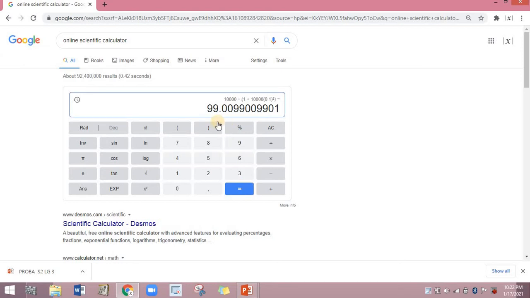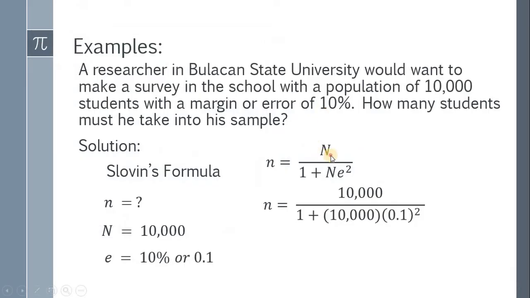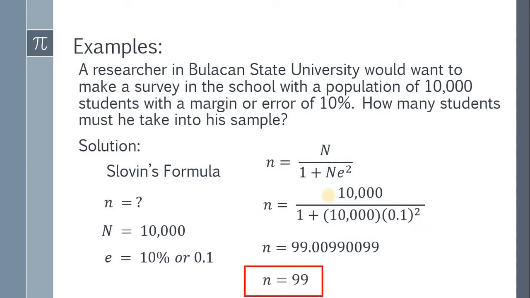So the answer is 99.0099009901. And check nga natin. And the answer is this one, 99.0099, so on and so forth. Next is i-round off natin. So, round up to the nearest whole number. Therefore, yung kailangan niya lang na sample is only 99 students. And we're done. So, ganun ginagamit si Slovins Formula.